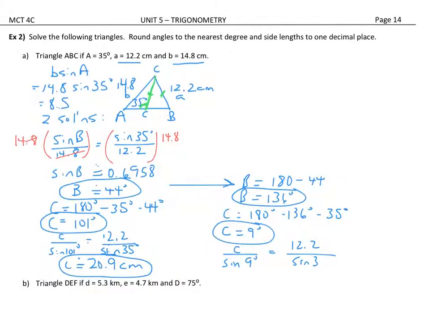So that's side A divided by angle A. And that gives us that side C would be approximately 3.3 to 1 decimal place, approximately 3.3 centimeters. So that's the second solution. Okay, so our two triangles either have angle B being 44 degrees, angle C 101 degrees, and side C being 20.9 centimeters, or angle B is 136 degrees, C is 9 degrees, and side C is 3.3 centimeters.